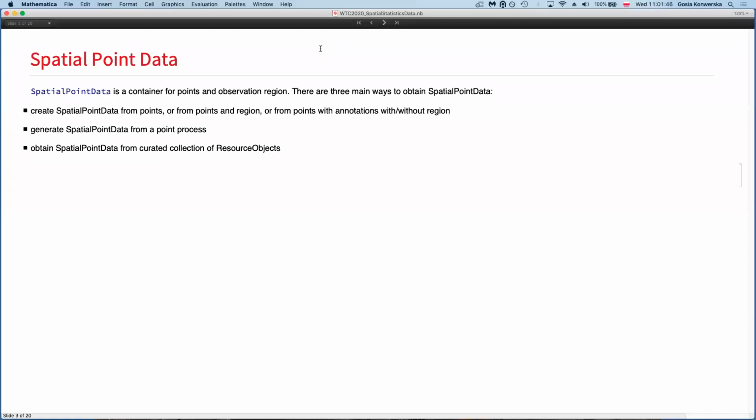Okay, so to start with, we introduced the new data container, which is called spatial point data. This is a container for points, locations, and observation region. There are three main ways to obtain spatial point data. We can create it directly from points, or from points in region, or from points with annotations, and that can have region or not. We can generate spatial point data from a point process, and we can also obtain spatial point data from a curated collection of resource objects.